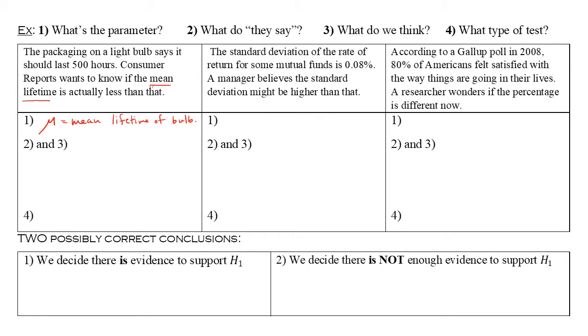What do they say? So what they're asking for there is what the status quo is. In this case, the packaging on a light bulb says it should last 500 hours. So what they're saying to us is that mu should equal 500. But what we want to know is, is it really less than that?